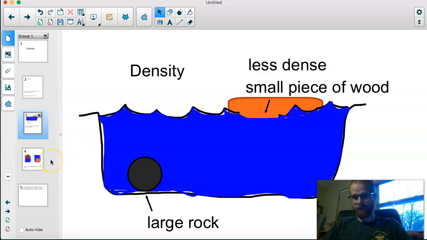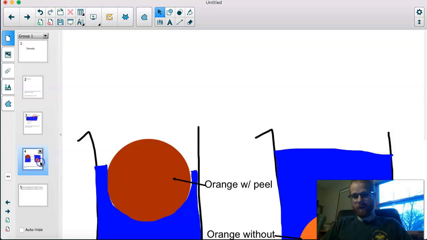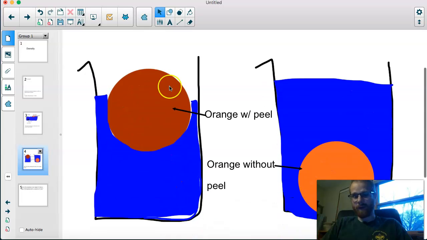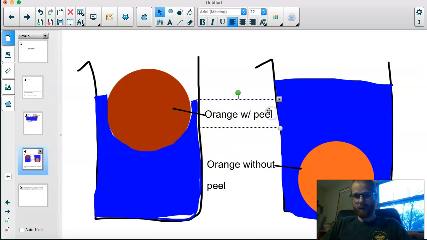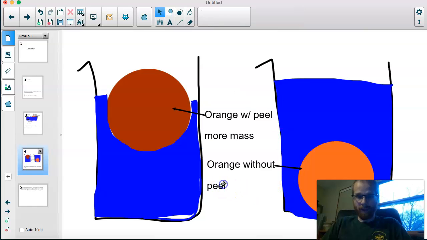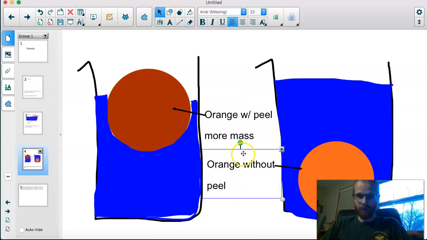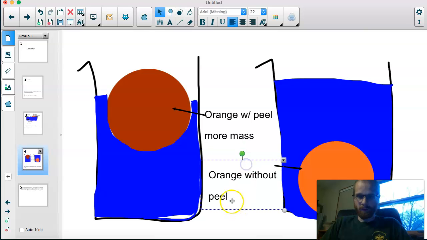So let's try another practice problem real quick. We did an experiment where we had an orange with a peel and an orange without a peel. The orange with a peel was more massive, right? It has the peel on it. That adds mass to it. And the orange without a peel, here we can move this down just a little bit. Orange without a peel, it had less mass.